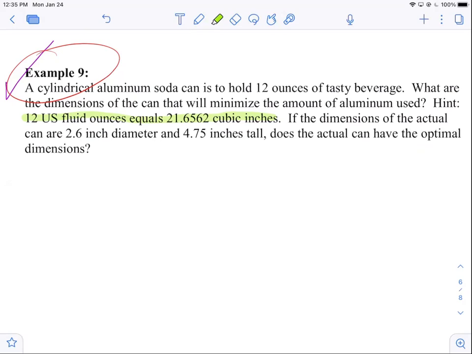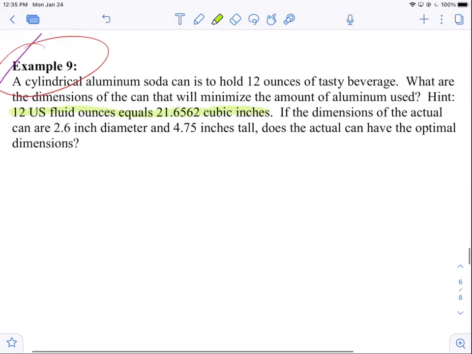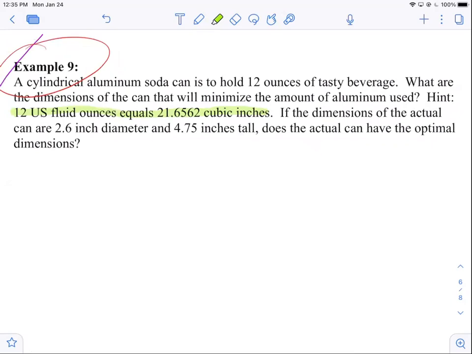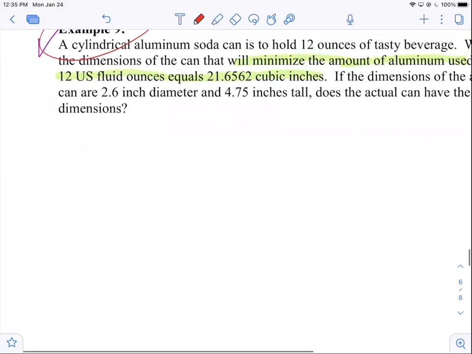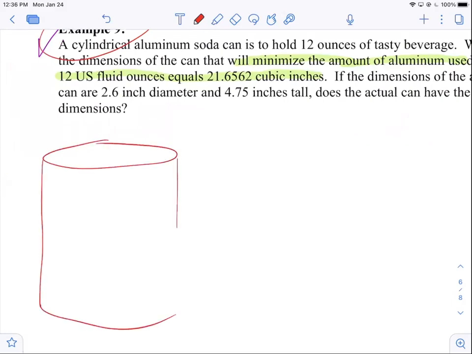Okay. So when you read this, that's what it says: the least amount of material, the least amount of aluminum. So that's why it says minimize the amount of aluminum. So what is it then? Let's draw a picture here. I'm not going to use the one they gave me. Let's draw a picture of a generic cylinder.